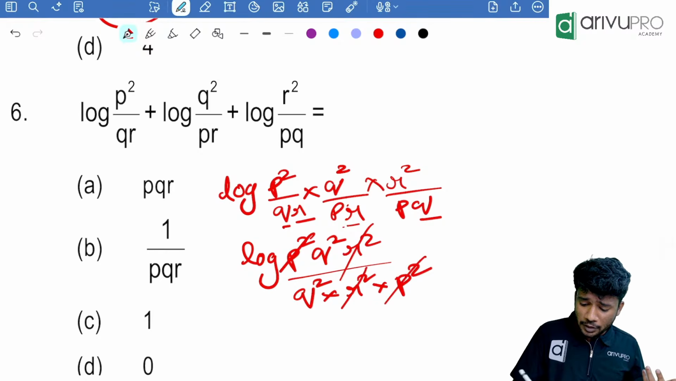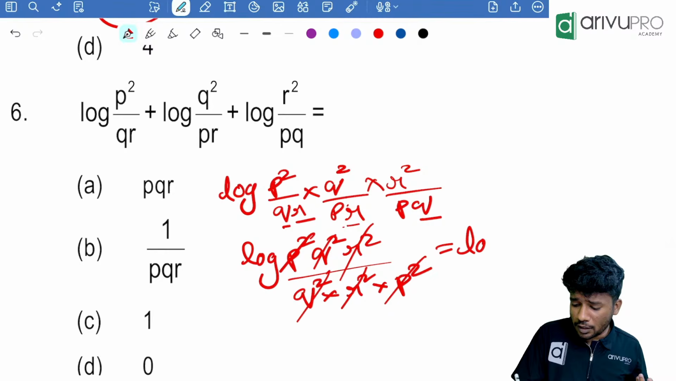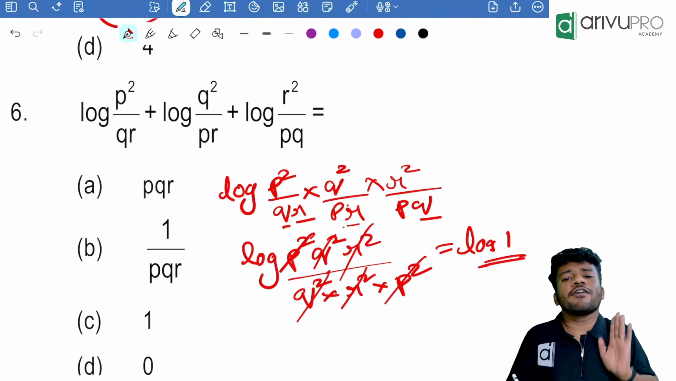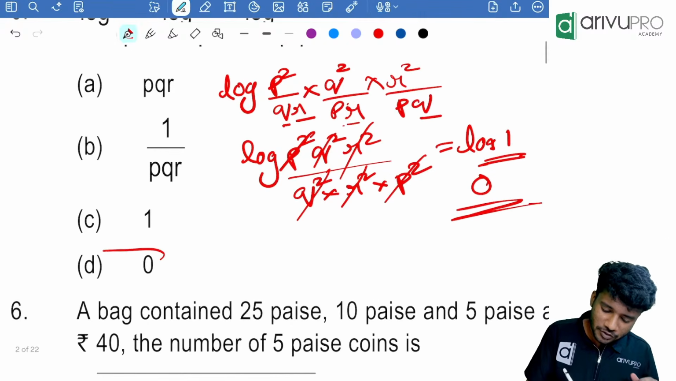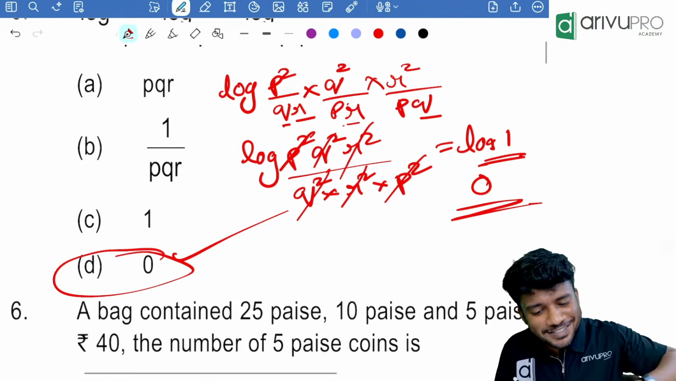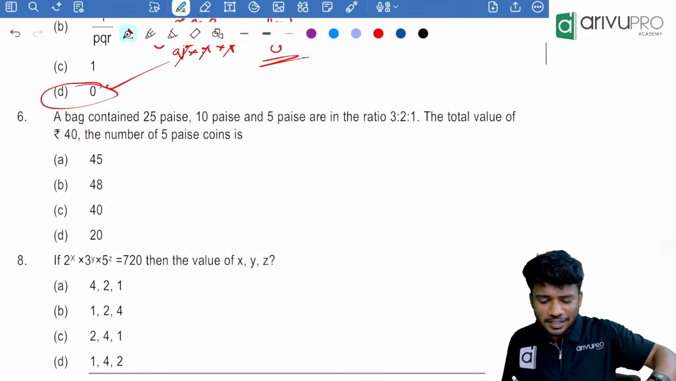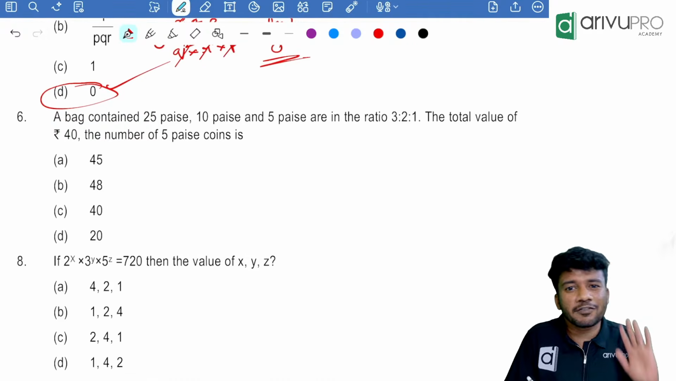P square, r square, q square, everything got cancelled. Log of 1. People, log of 1 is how much? How much is log of 1? Log of 1 is always what? 0. Option D is your answer. Very good question, very easy answer. Now another question, another repeated PYQ question.